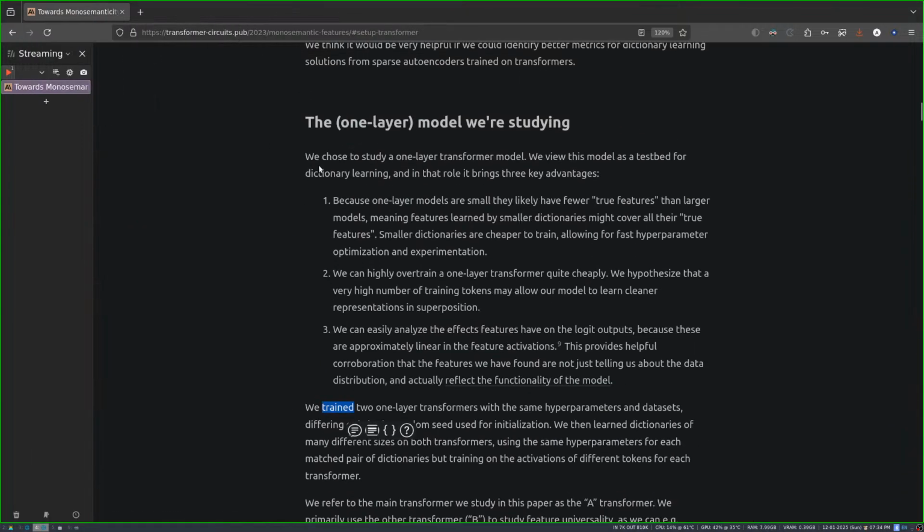The one model we are studying. We choose to study a one-layer transformer model.